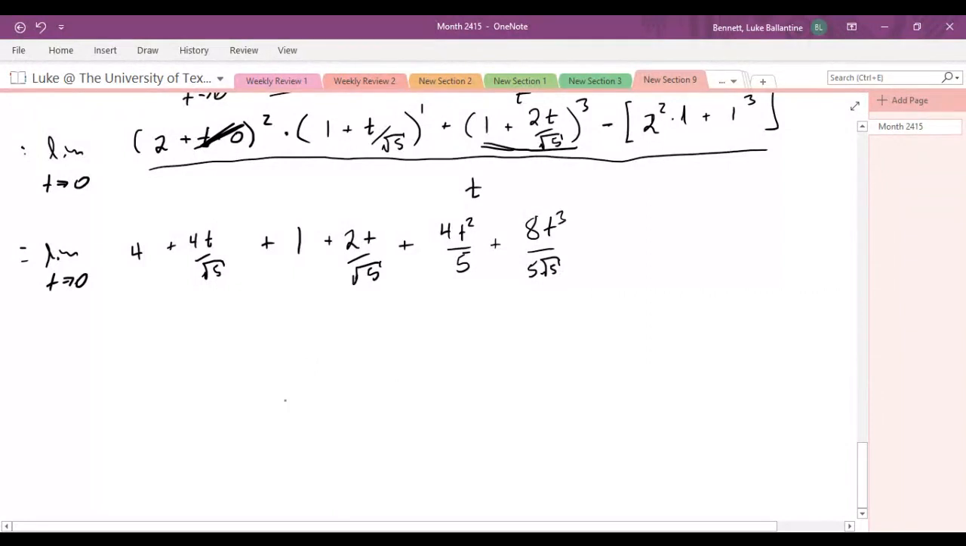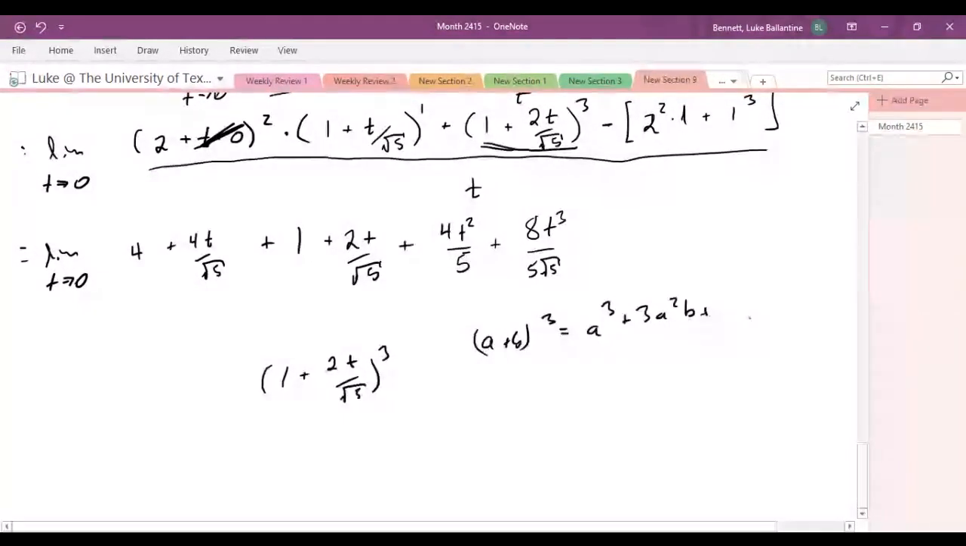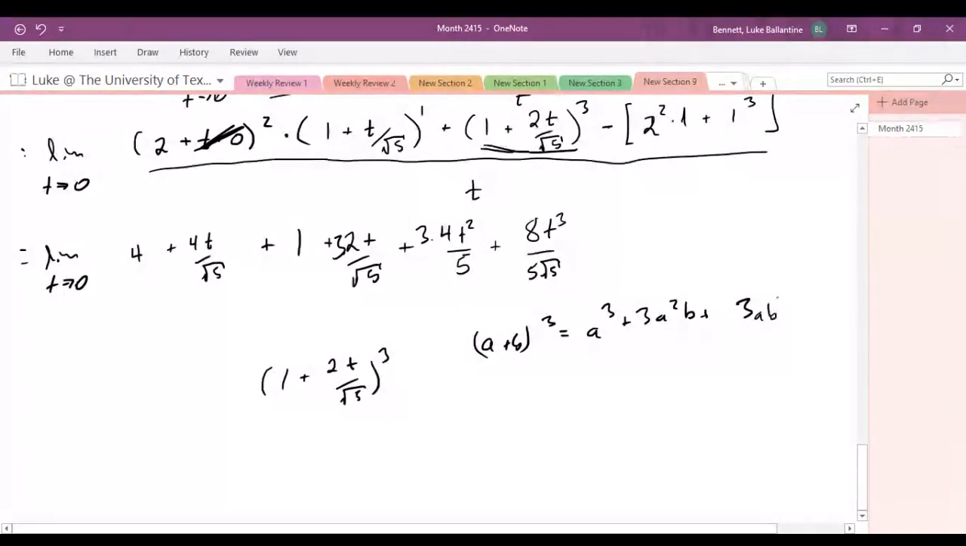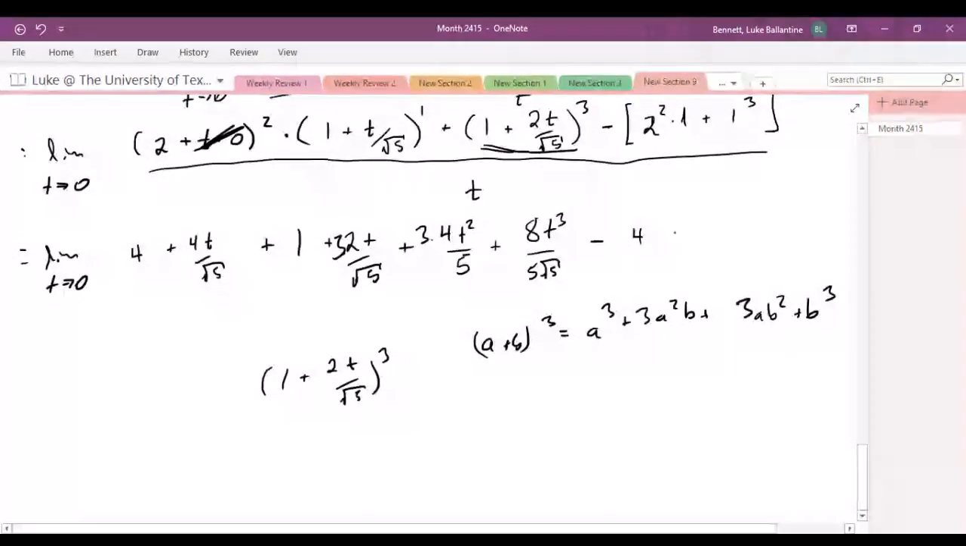How did I do that? Well, I'm glad you asked. 2 over square root of 5, cubed. So I just use a plus b cubed is equal to a cubed plus 3a squared b plus 3ab squared plus b cubed. Oh, there's a 3 there, isn't there? All right, so times 3 times 3. This is binomial expansion, right? Yeah, that's perfect. And then we have minus 4 minus 1, all this divided by t.